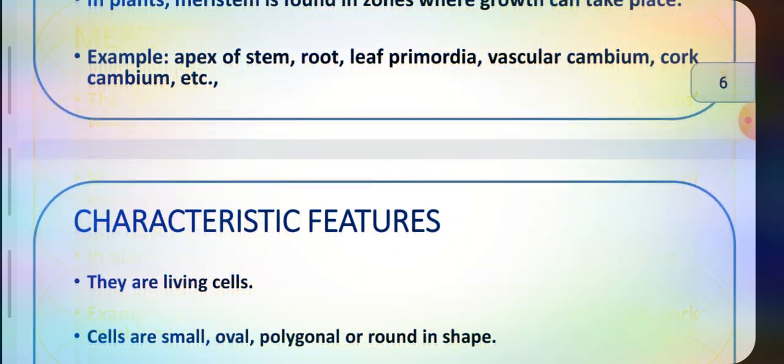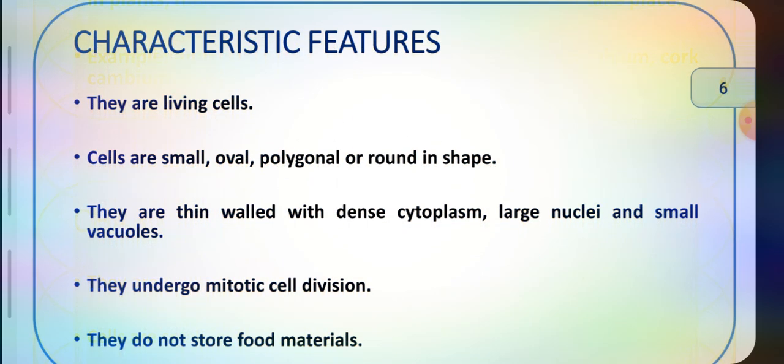Listen carefully. What are the characteristic features of these meristematic cells? These meristematic cells are living cells. Why do we call them living cells? Because they have the nucleus. They have the protoplasm. What is protoplasm? Protoplasm is the physical basis of life. What does protoplasm consist of? The protoplasm consists of nucleus and cytoplasm.